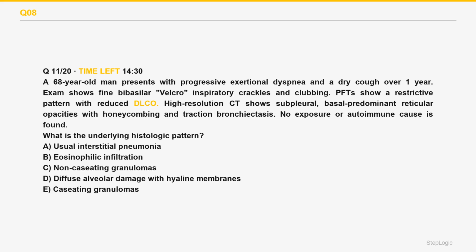Read the command: underlying histologic pattern. Older adult, progressive dyspnea, Velcro crackles, clubbing, restricted PFTs, honeycombing on CT, no other cause. Idiopathic pulmonary fibrosis, the UIP pattern.